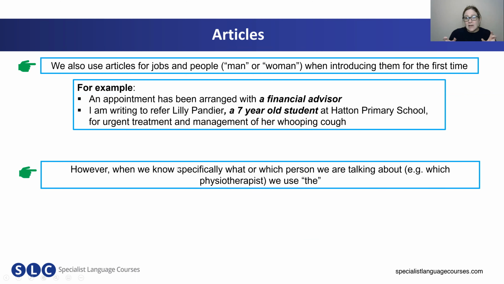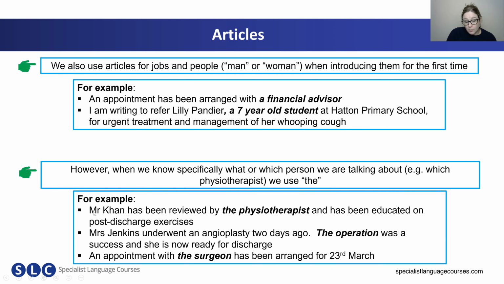However, when we know specifically what thing or which person we're talking about, for example, which physiotherapist or what operation perhaps, we often use the. For example, Mr. Khan has been reviewed by the physiotherapist and has been educated on post-discharge exercises. So here, the physiotherapist means the hospital physiotherapist. We know which one. Our physiotherapist works here as well. It really depends on what your opinion is and do we know who the physiotherapist is.